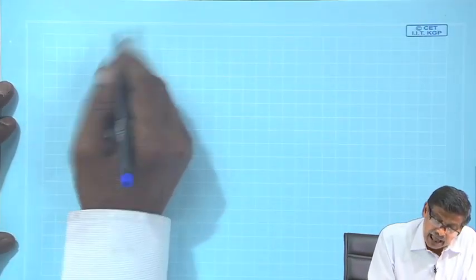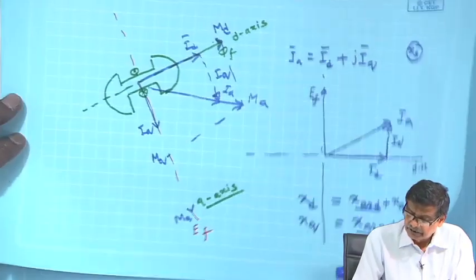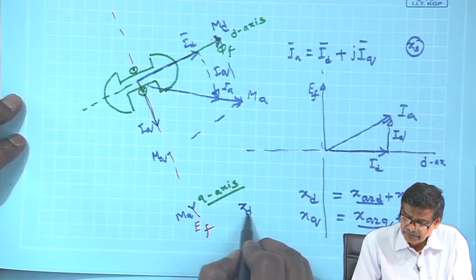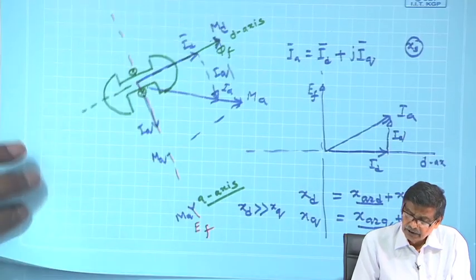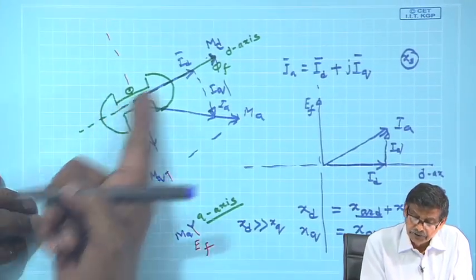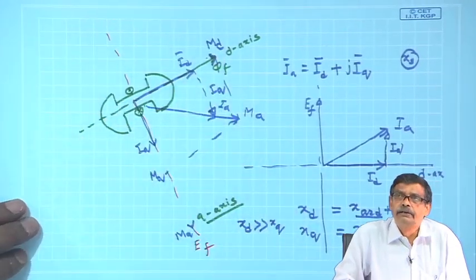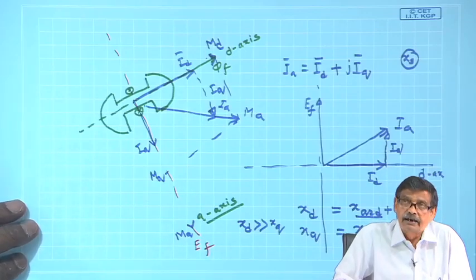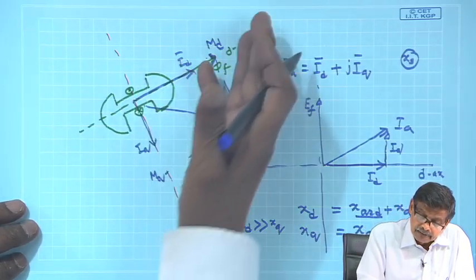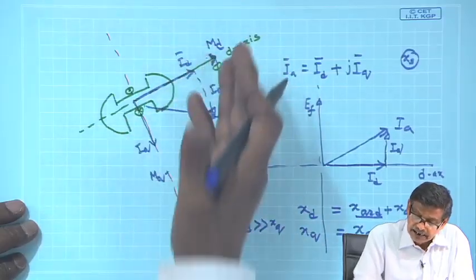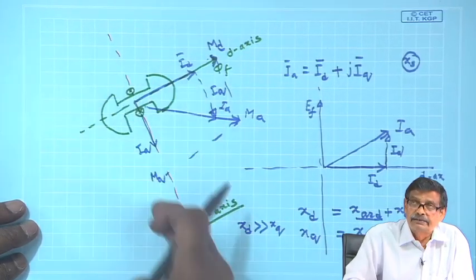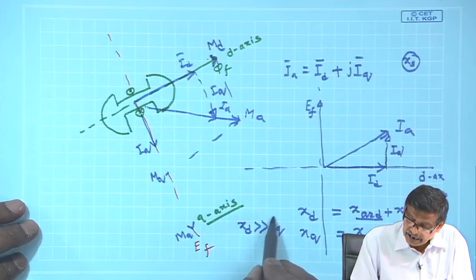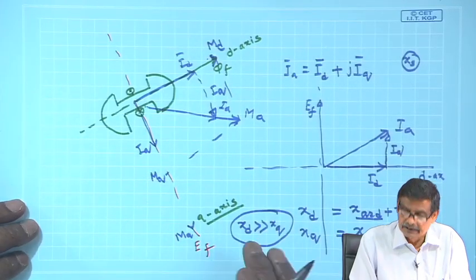Suppose, let us assume, we want to draw the phasor diagram. It must be understood that Xd will always be higher, maybe much higher, than Xq. Because of what? Because the flux produced along the d axis will be more for a given current, because reluctance is minimum along the d axis. So the Xd flux linkage will be more compared to the q axis for the same current. Therefore, Xd is always greater than Xq.